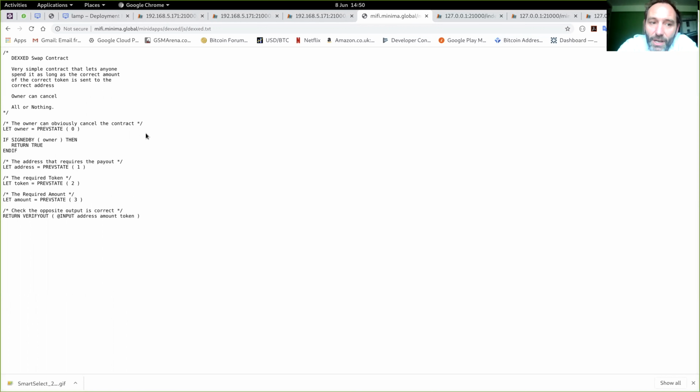So the address is priv state 1, the token is priv state 2, the amount is priv state 3. And so this UTXO can be spent as long as return, verify out. The opposite at input is a global for the input of this one is the output of that one. That way you can stack multiple ones into one transaction rather than just saying make sure there is an output, because then you might be able to game it by paying loads of them with one output. So return, verify output at input for the address, for the amount, for the token. That's how you spend a Dexxed contract.